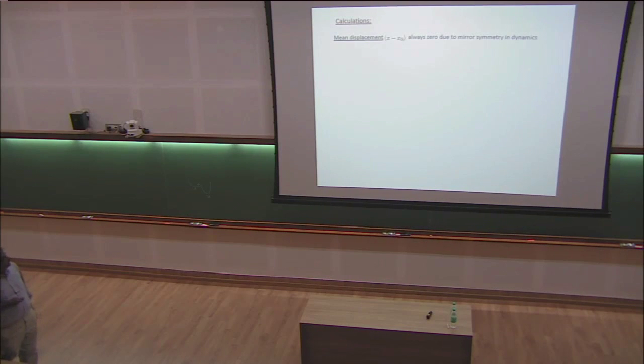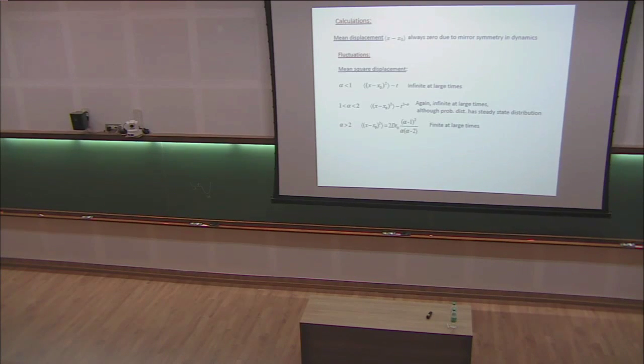And what one sees is a cusp at small x and a power law behavior at large x. Okay. So further, of course, the mean in this case is always 0 because there is a mirror symmetry in the dynamics basically. But there is something further interesting if one looks at the mean square displacement. So if one looks at it at alpha smaller than 1, where it goes as t, so infinite at large times.